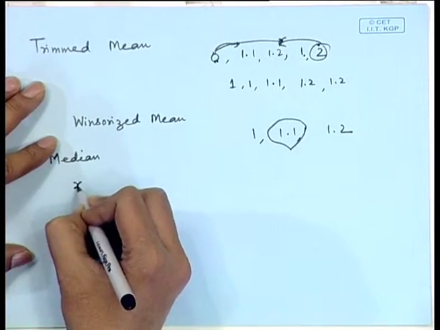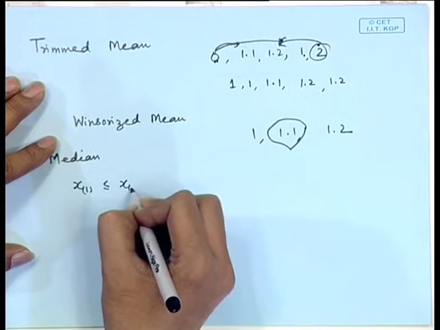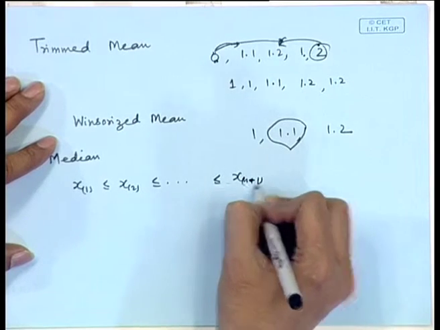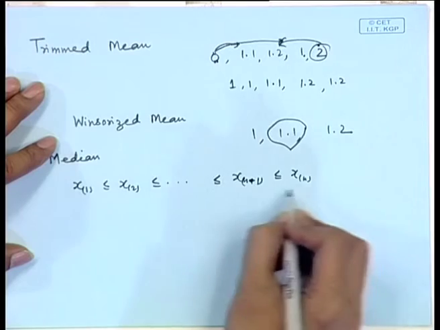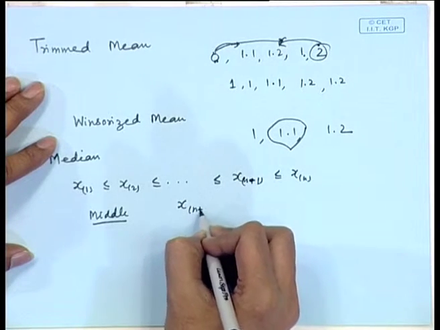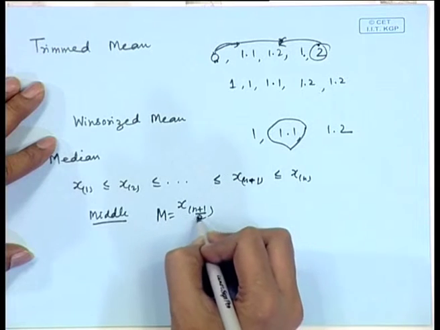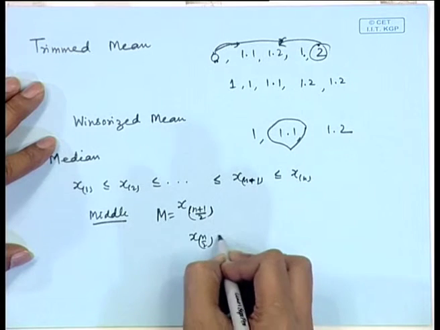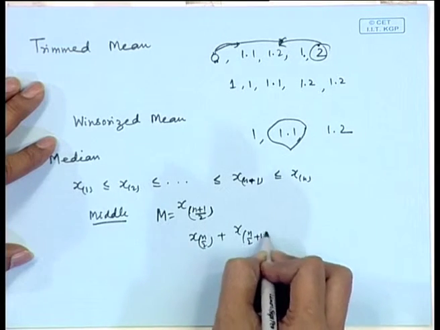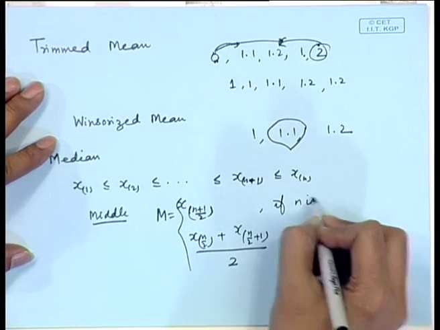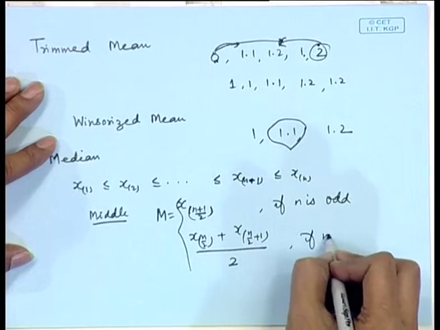So, what we do, we can order the values x 1 less than or equal to x 2 less than or equal to and so on up to x n minus 1 less than or equal to x n. So, for any sample of n values you order them and look at the middle. That means, if n is odd, it will be the x (n plus 1) by 2 value, and if n is even, it will be x n by 2 plus x n by 2 plus 1 value divided by 2.